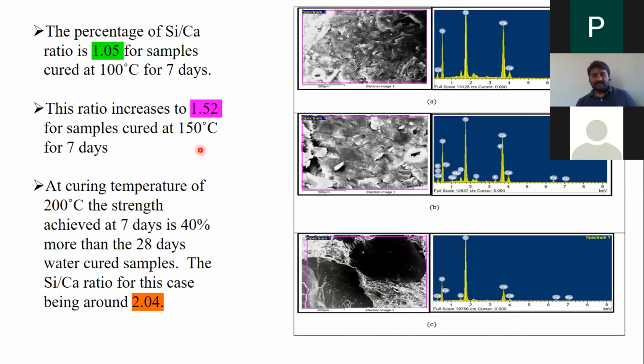We have also done some EDS analysis on the same part. As you can see, the Si/Ca ratios: for 100 degree samples at 7 days, the Si/Ca ratio is 1.05. At 150 degrees, the Si/Ca ratio is this much. And at 200 degrees Celsius, the Si/Ca ratio is 2.04. What is happening here? The silicon content in CSH, calcium silicate hydrate, is getting improved as we increase the temperature. That is the reason why we are getting the highest compressive strength at 200 degrees Celsius. That we have confirmed with energy dispersive spectroscopy analysis, or EDS analysis.